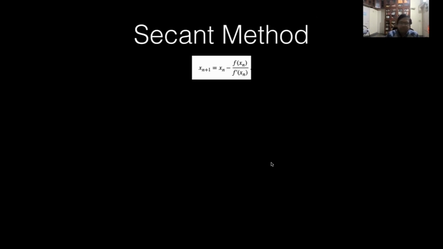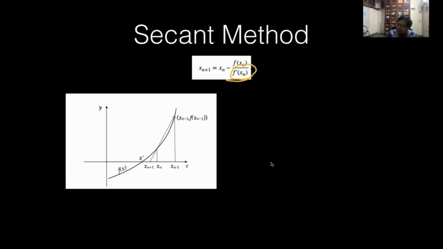The secant method is, in fact, an extension of the Newton-Raphson method. Sometimes it's hard to compute the derivative, especially if the function is not known. If I don't know the function, how do we compute the derivative? Well, we can do it numerically.